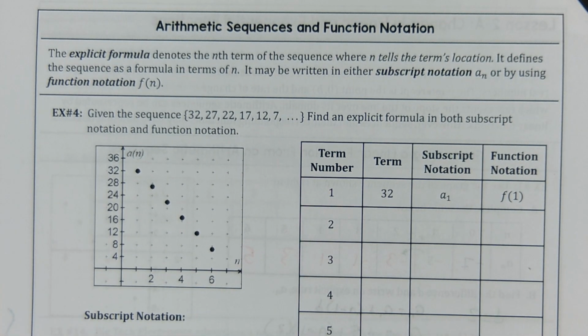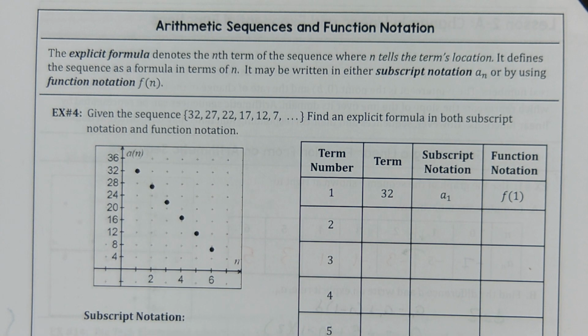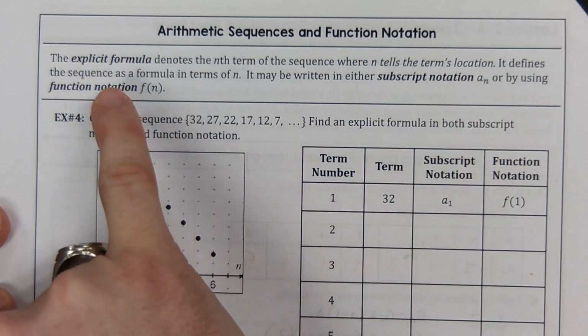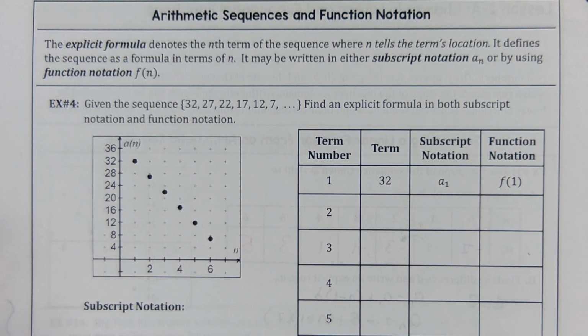So the explicit formula denotes the nth term of the sequence where n tells the term's location. We've already known that. It defines the sequence as a formula in terms of n, so this would be the a sub n formula. And that could either be written as a sub n like you're used to, or we could use function notation f of n. There's literally no difference between those two setups.